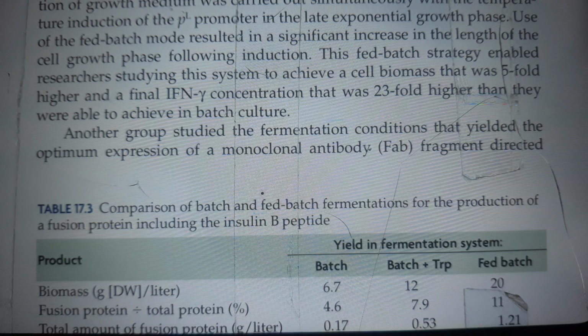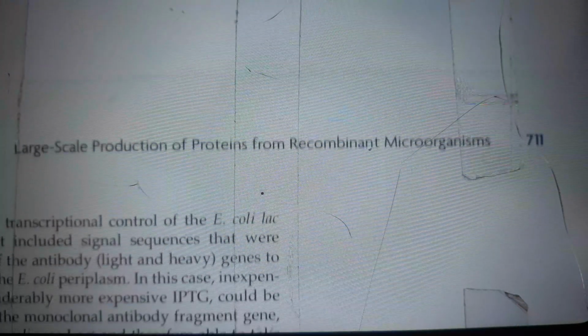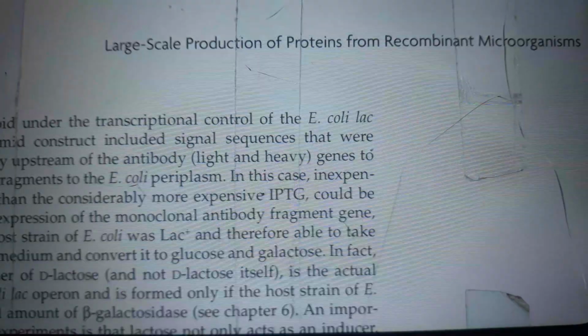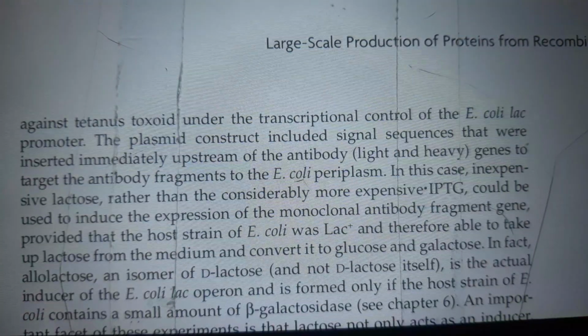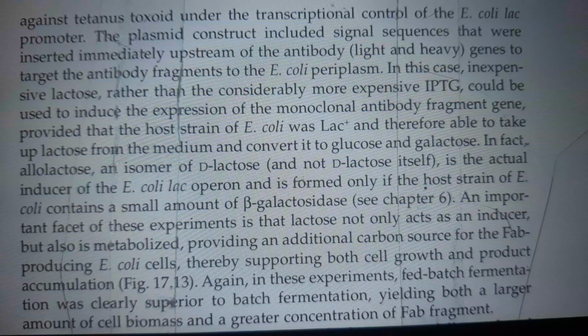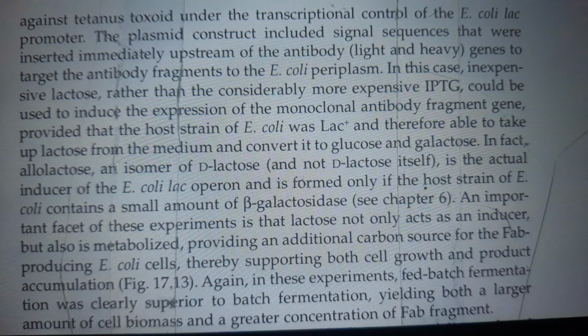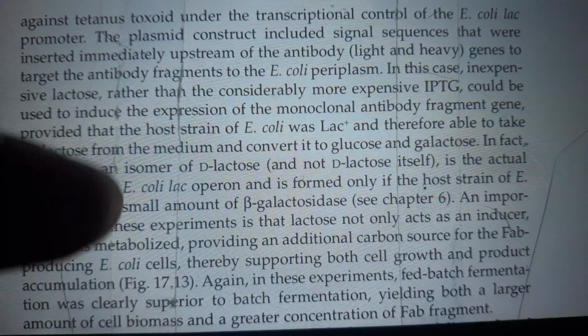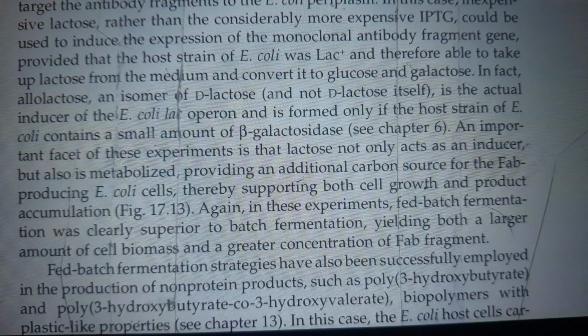Another group studied the fermentation conditions that yielded the optimum expression of a monoclonal antibody Fab fragment directed against tetanus toxoid under the transcription control of the E. coli lac promoter. The plasmid construct included signal sequences that were inserted immediately upstream of the antibody light and heavy genes to target the antibody fragments to the E. coli periplasm.